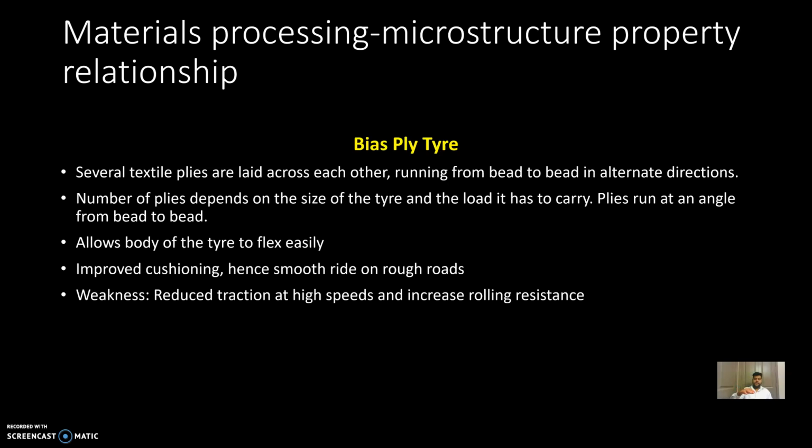So now the plies run at an angle from bead to bead, which allows the body of the tire to flex easier. This gives improved cushioning and a smooth ride on rough roads. There are some weaknesses, which are that it reduces traction at high speed and increases rolling resistance.